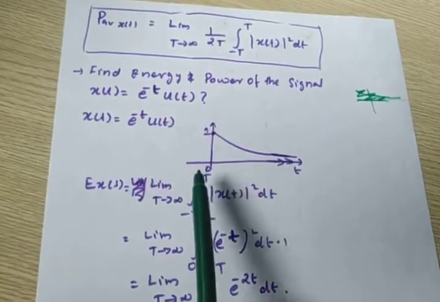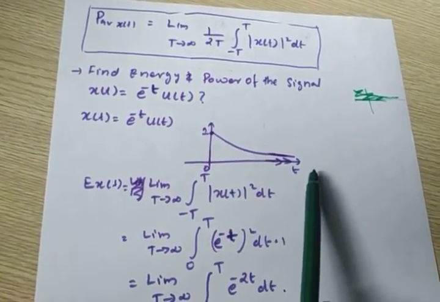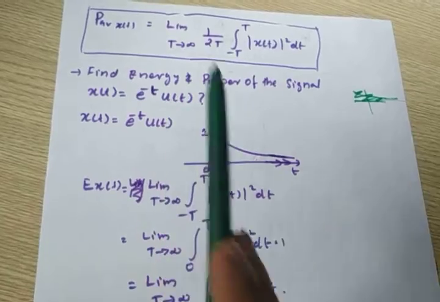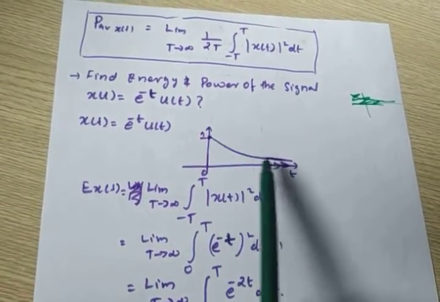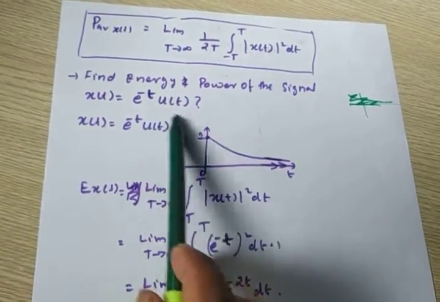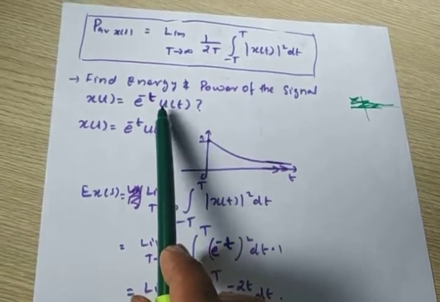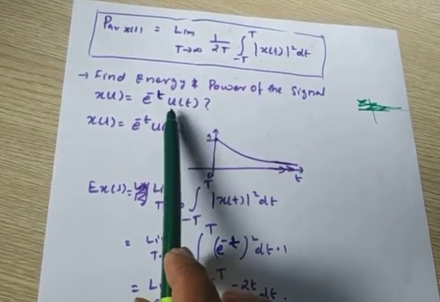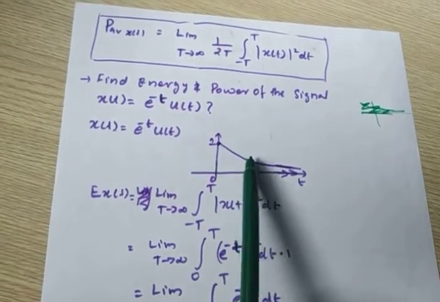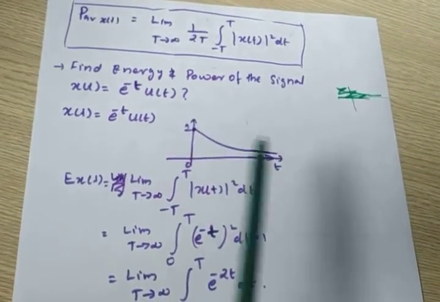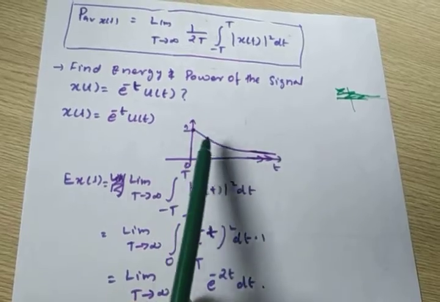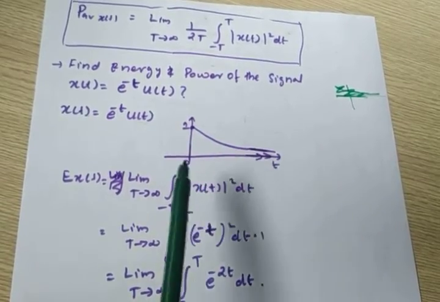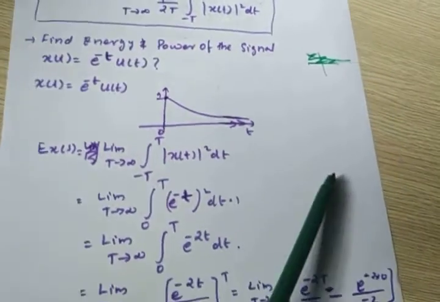u of t means normally from 0 to infinity. There is no negative value for u of t, so that's why we draw only on the right side. There is nothing on the left because this signal is in connection with u of t, so we have only positive values. So e raised to minus t u of t is exponentially decaying and lies on the positive side. That is x of t.